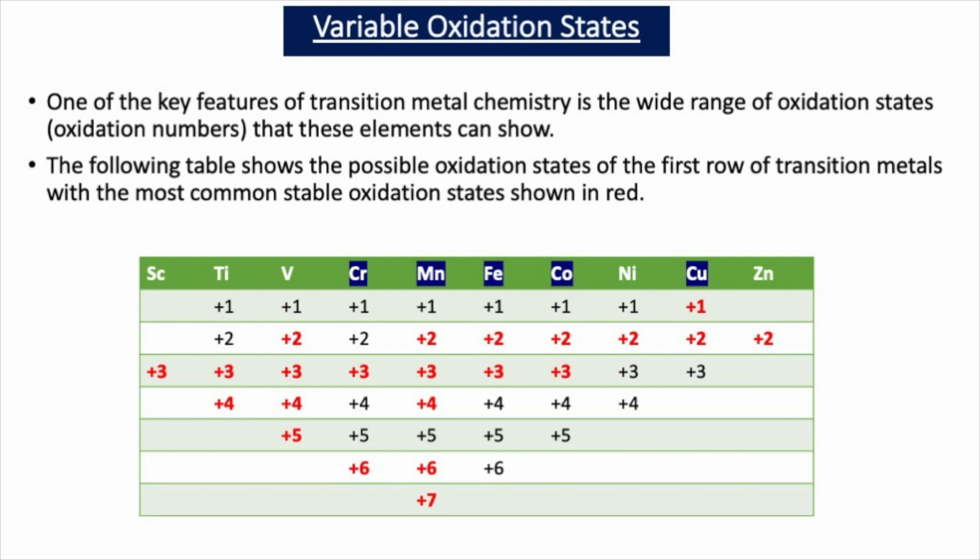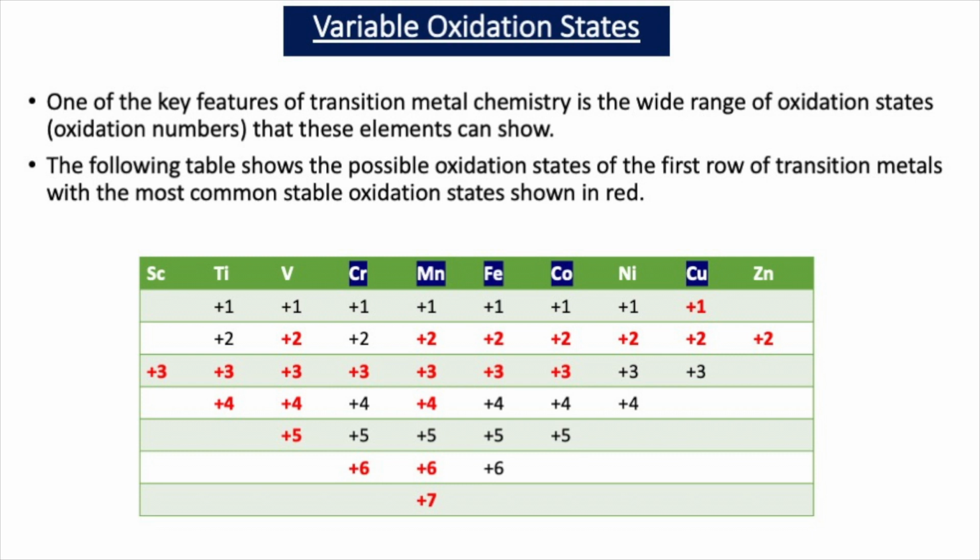So chromium, manganese, iron, cobalt and copper. So for example, chromium can exhibit a range of oxidation numbers. However, the most stable oxidation states are +3 and +6. You are expected to know this for the exam if you're studying the WJEC syllabus. Now for manganese, manganese can have +2, +3, +4, +6, +7 as stable oxidation states. It can exhibit other oxidation states, but they are not that stable.